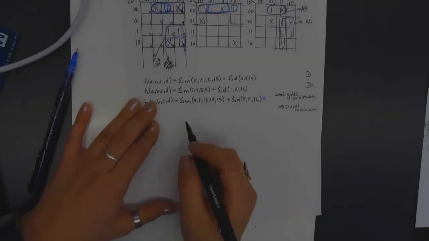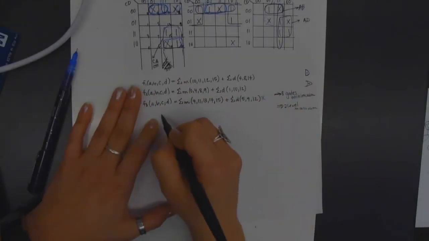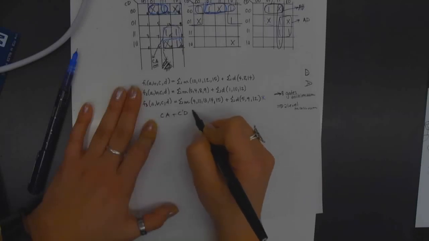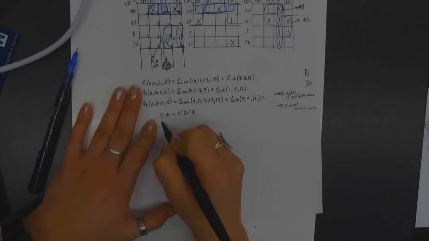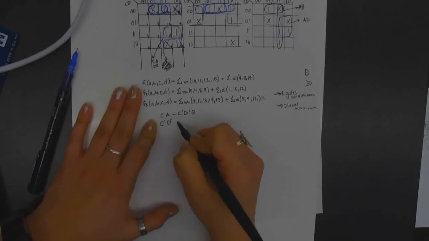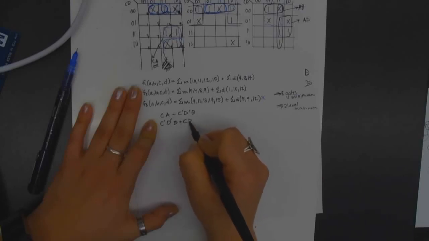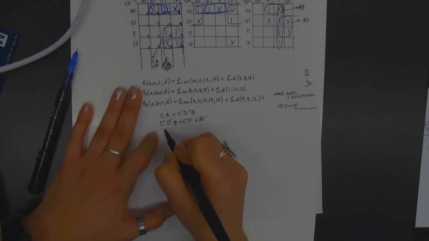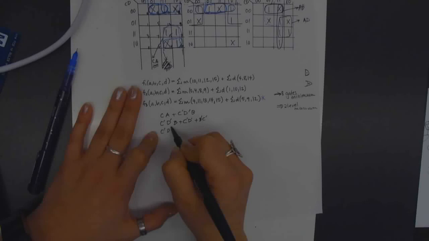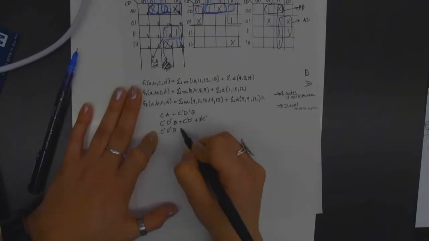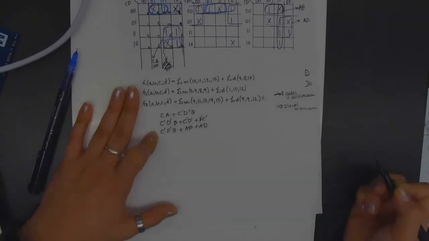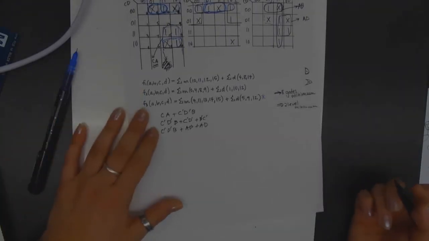So to do that real quick, let me go ahead and write these guys out. You've got CA plus C prime D prime B. You've got C prime D prime B C plus CD plus B prime C prime, and then the third one is C D prime B prime. Oh nope, not B prime. AB plus AD. So this is basically what you're looking at now.